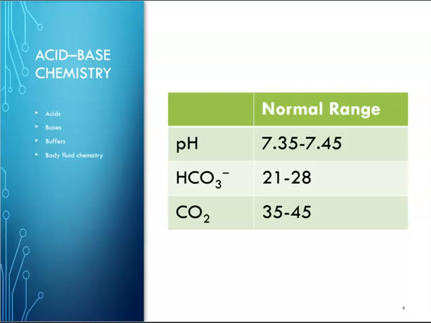With acid-base chemistry, we have a couple things that are going to help us determine acidotic or alkalotic. Bicarb, that's your HCO3, is a base that combines with hydrogen ions to make things less acidic. The normal range for this is going to be 21 to 28. So again, 21 to 28.